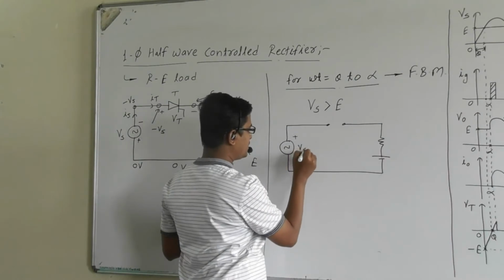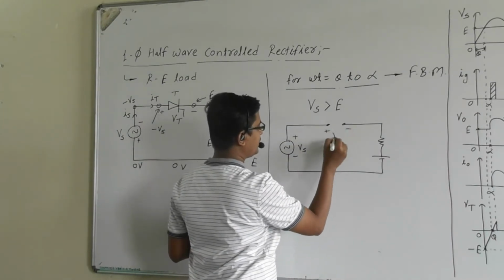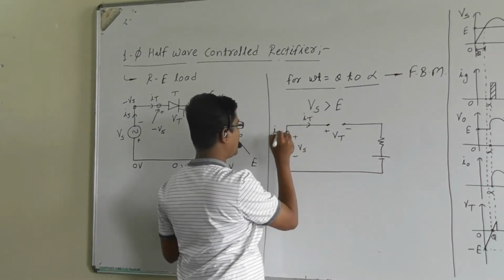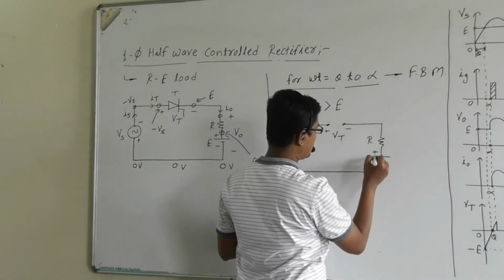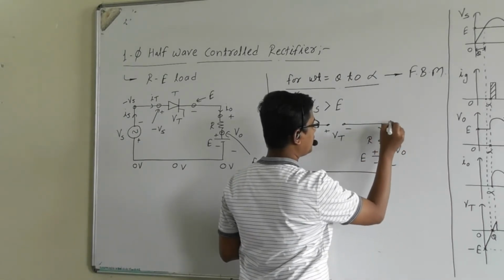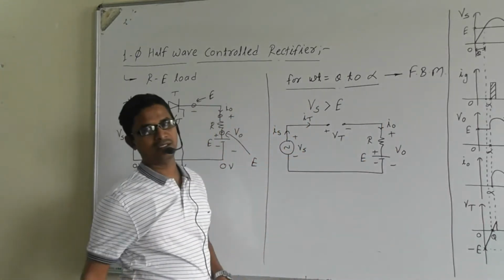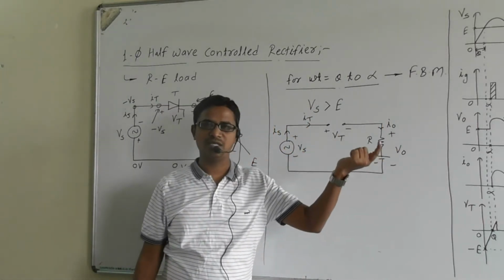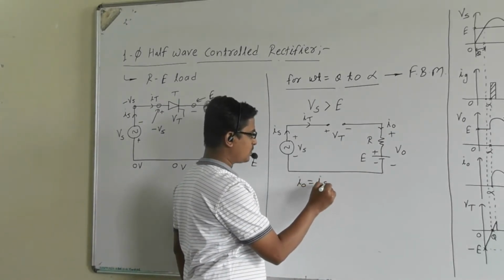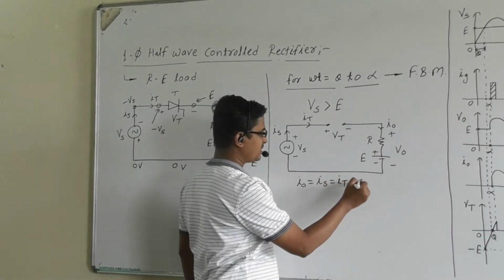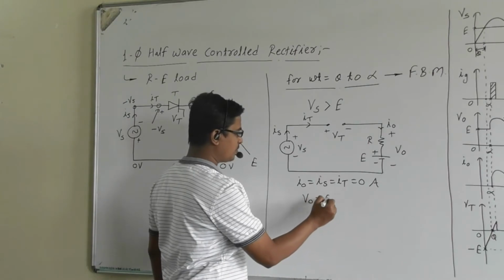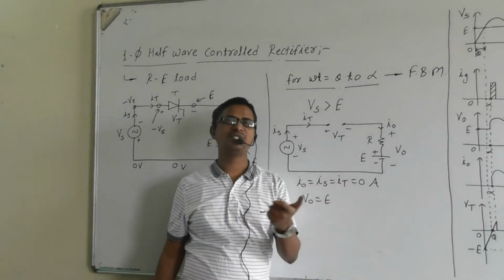This is Vs, Vs is positive. This one is Vt, It, Is, R, E, V0 and I0. Again, SCR is in the off state only, so that's why current in the circuit is 0. So I0 is equal to Is is equal to It is equal to 0 ampere. What is V0? Again V0 is equal to E because voltage across resistor will be 0, right?